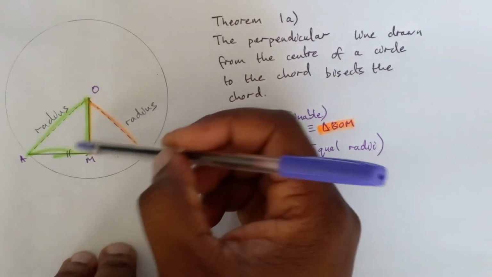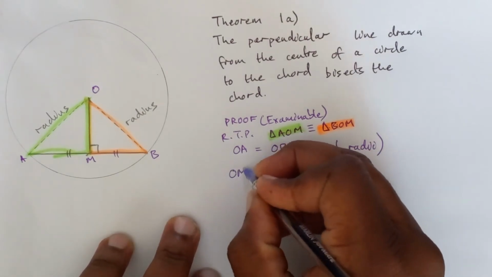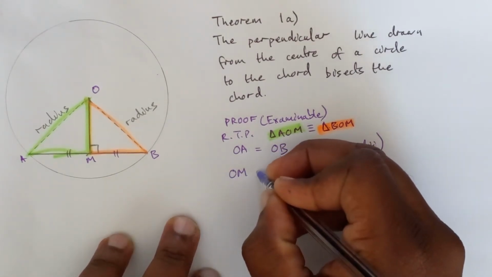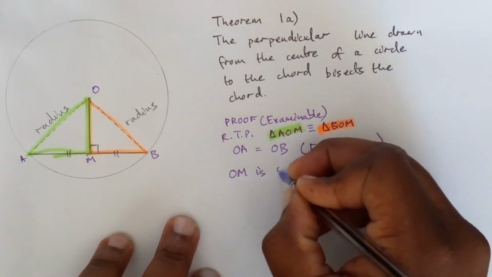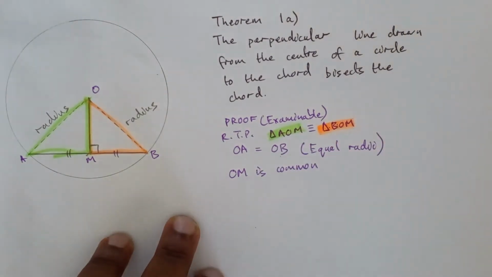OM is also a side for triangle AOM. Okay, so what are we going to write? Well, we're going to write that OM is common, which means it is the same side between two triangles. So obviously those corresponding sides are equal. Now, what is the third thing that we can see?